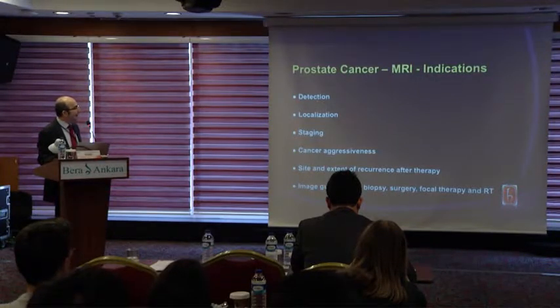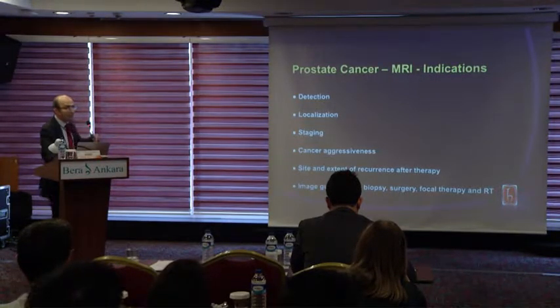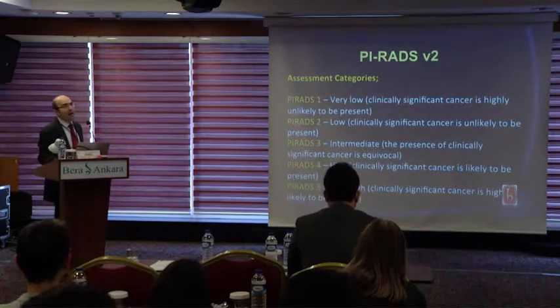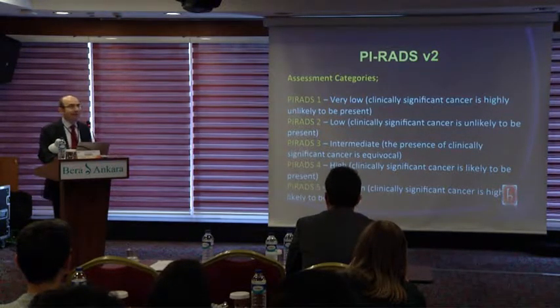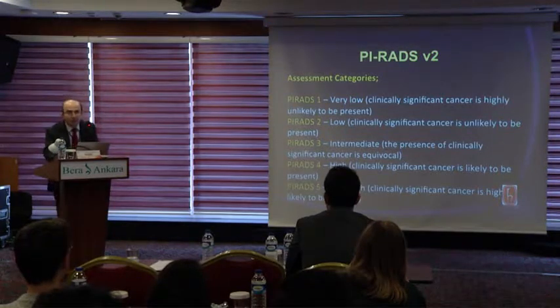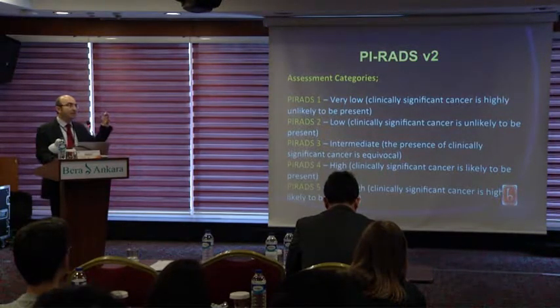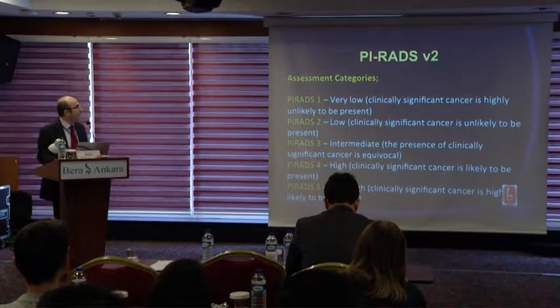It can be used for staging, for detection, for localization, for assessment of the tumor aggressiveness, and so on. And when we see a pathological finding or an abnormality on MRI, we assign a score to this abnormality. This is called PI-RADS scoring. And this scoring corresponds to the probability of cancer for these tumors. Starting from PI-RADS 1, we go up to PI-RADS 5.